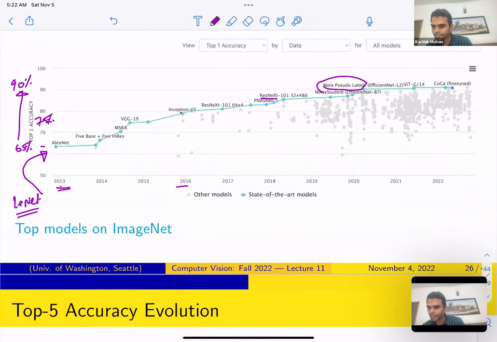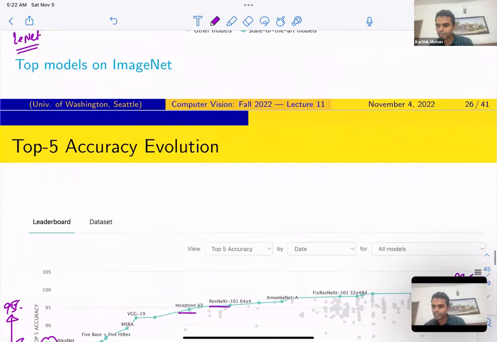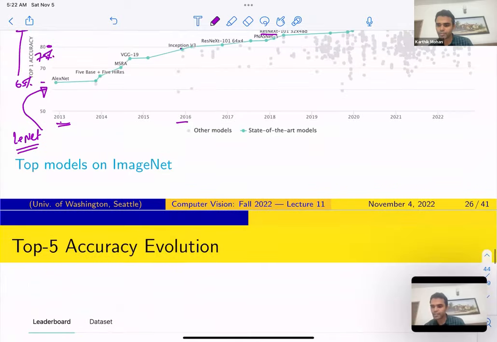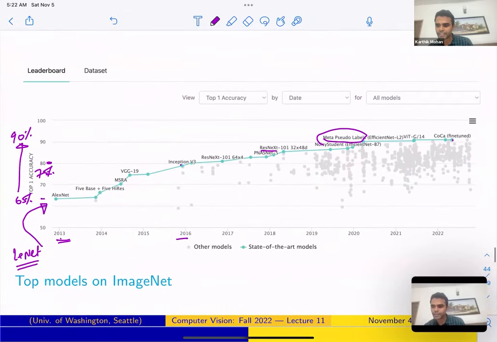But for top one, you do see a big improvement from 2016 at 80%. So 80 to 90 is actually a big jump. So even though top five hasn't changed much, like 95 to 99, top one, which is a more difficult metric to improve, has actually improved significantly from 2016 to 2022. So again, the metric at which you look at does matter and tells you how much improvement is actually happening. So in this case, top one is an important metric, and you have made quite a bit of improvement from 2016 to 2022 through these models.